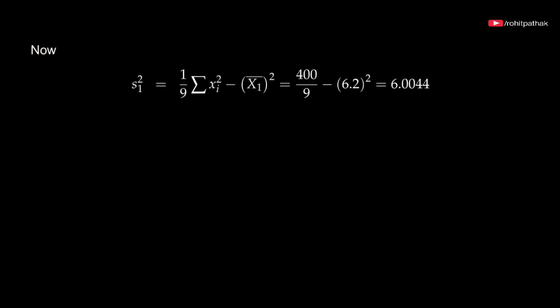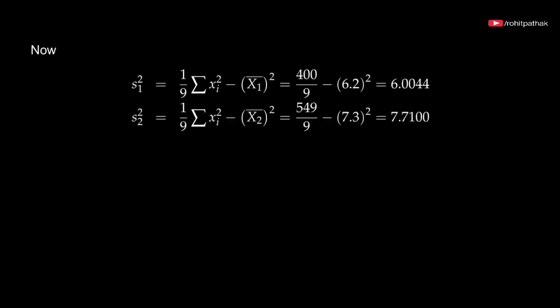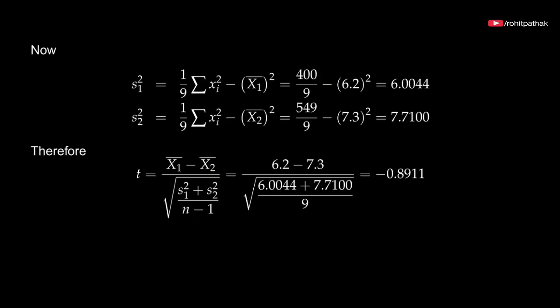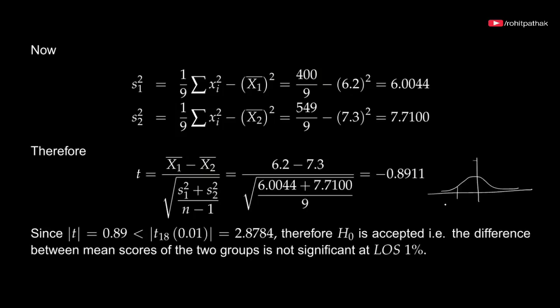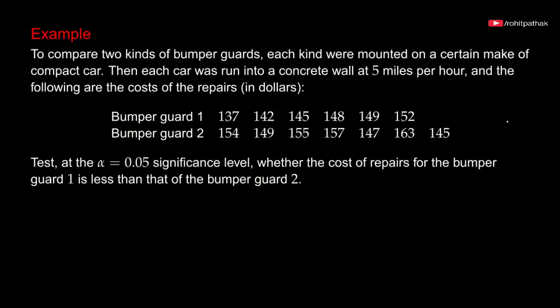Now S1 square if we calculate, S1 square comes out as 6.044, S2 square comes out as 7.7100. Therefore test statistic is minus 0.8911. So this is minus 2.8784. So this value is somewhere here. So H0 is accepted. That means the difference between the mean scores of two groups is not significant. They are same. Take another example.